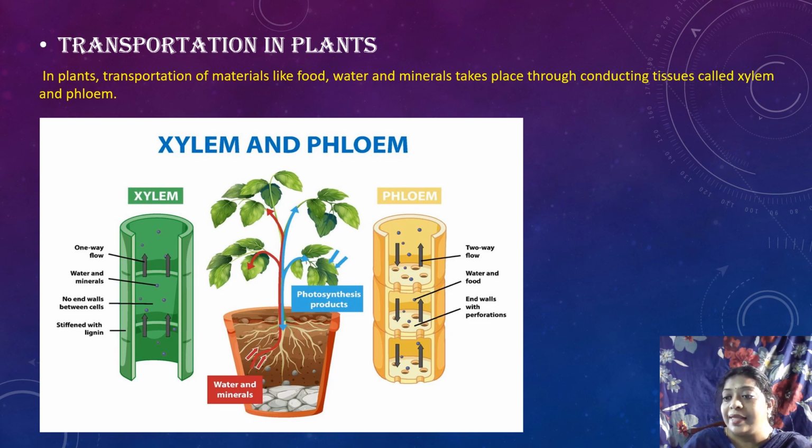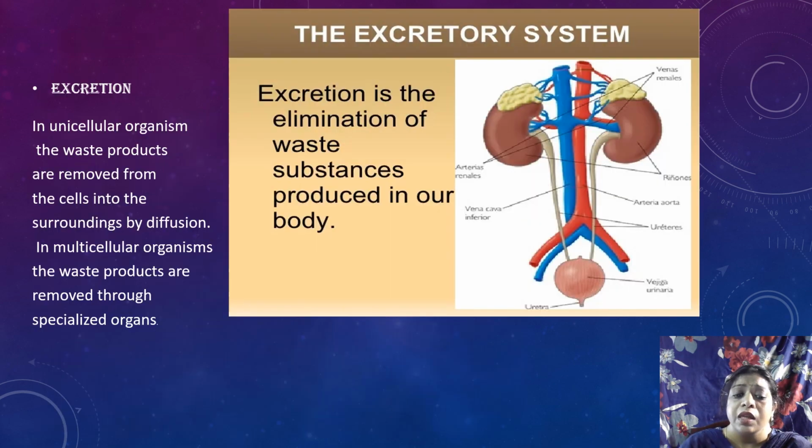Okay, the next slide will be the excretory system. So what is excretion? Excretion is eliminating the waste product, that is, making it go out, sending it out of the body. Eliminating the waste product from your body to the outside, that process is called the excretory system.